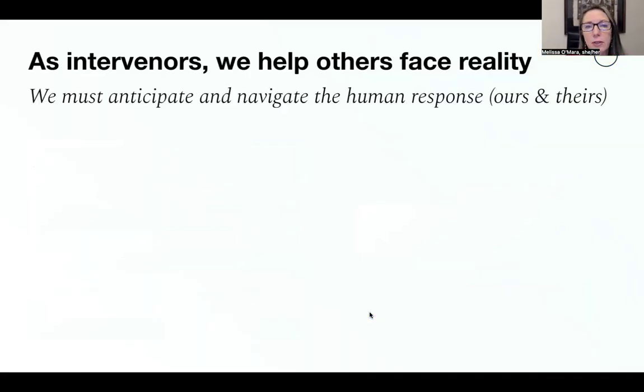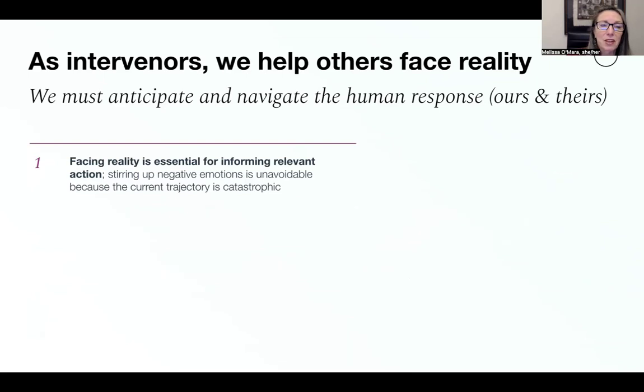As interveners, we help others face real challenges and real facts. We must anticipate then that we are going to need to navigate the human response. Facing reality is essential for informing relevant action today, and it will stir up negative emotions because the current trajectory is not good.